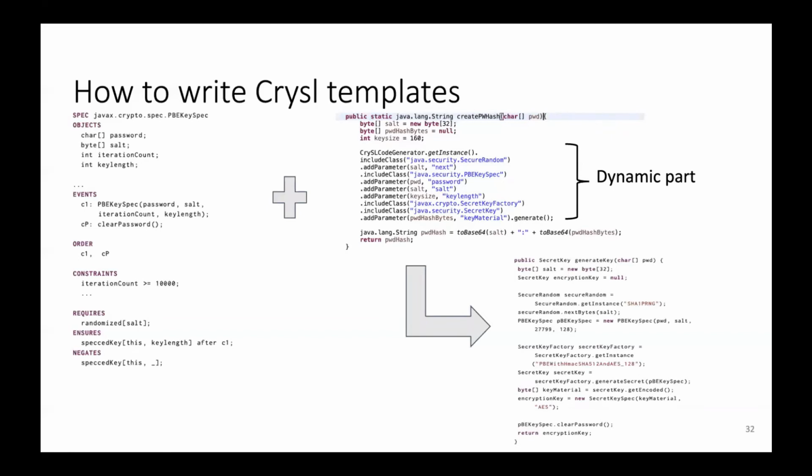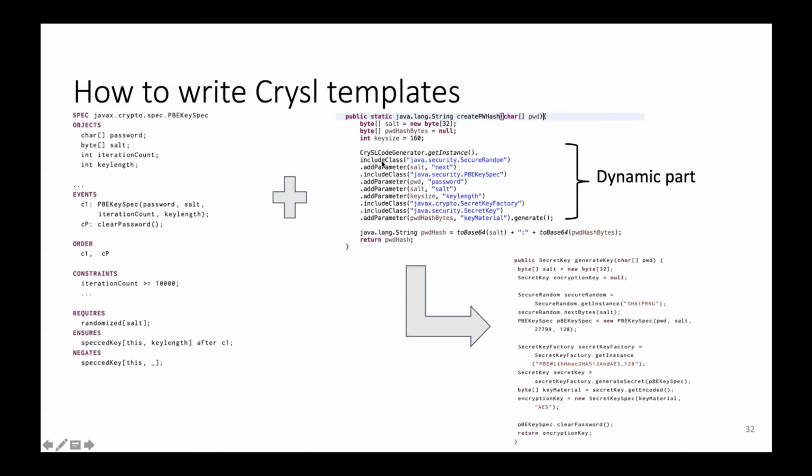You can write whatever part of the code needs to be copied over. But for the dynamic part, you don't need to remember many details, right? First thing is you would say, hey, get an instance of the Krysl Code Generator and include. There are only 3 actual methods you want to remember.